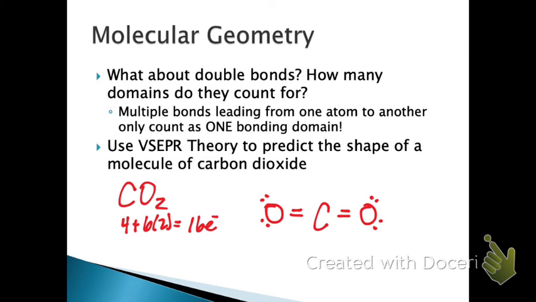So if I have 2 domains, no lone pairs, what's my shape? Linear, right? There's no other way these can orient themselves except for in a straight line, right? They want to be as far apart as they can. So this is 1 domain. This is the second domain. Okay, and there's no lone pairs because there's none on carbon. We don't count lone pairs of outer atoms.